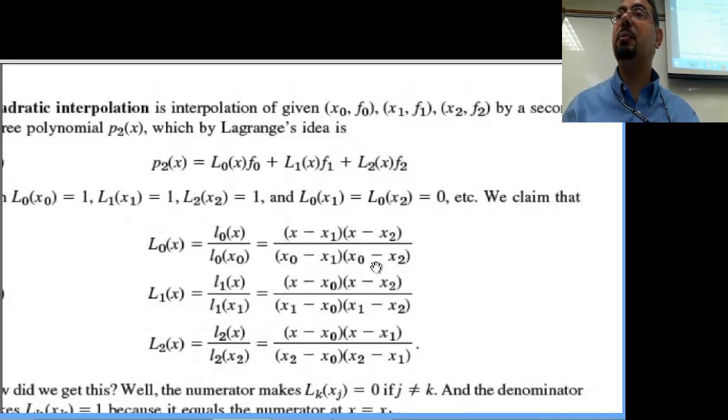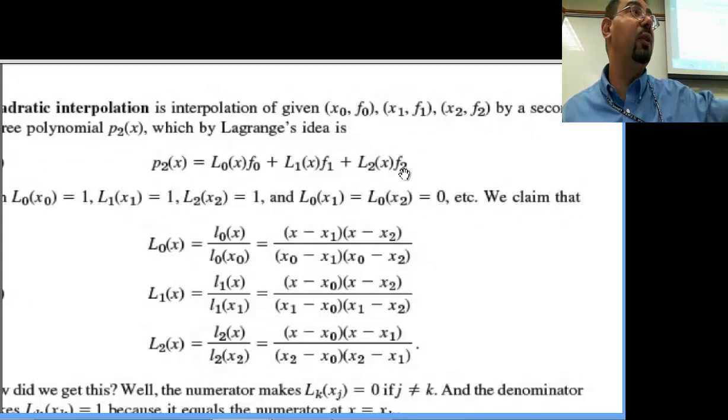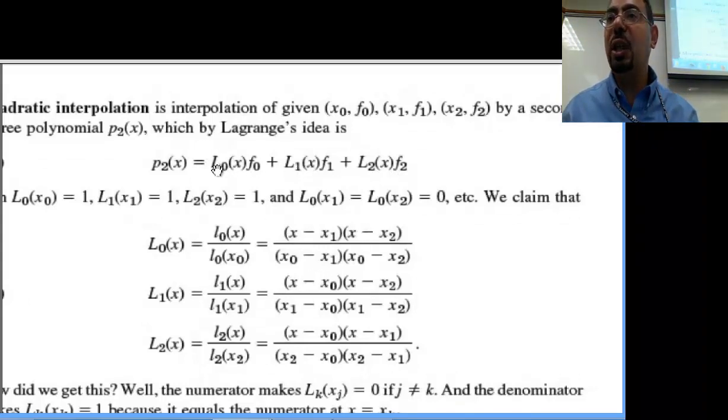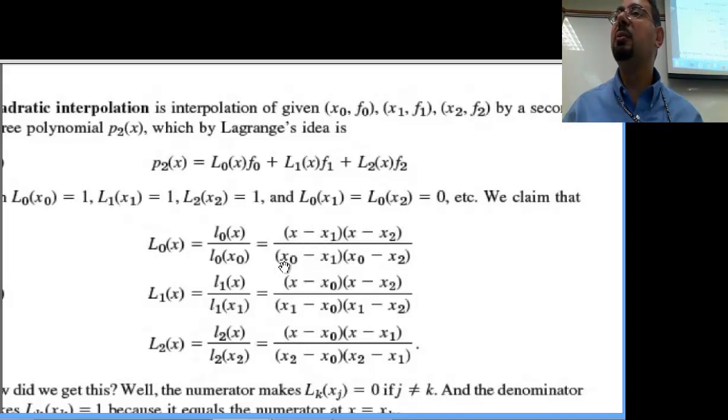Right? So here is again f naught, f1 and f2. Those are the actual values of the function at x naught, x1 and x2. And L naught, L1 and L2 are basically those brackets. And you can see the trend. Before, with first order, we only had x minus x1, but now we have x minus x1 and x minus x2 over x naught minus x1 and x naught minus x2. Alright?